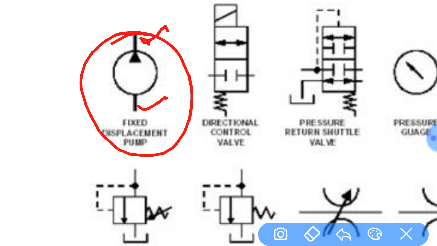And this triangle resembles the teeth of a gear pump, which is basically a fixed displacement pump. You have to remember this triangle. This triangle is the identification of a pump. If this triangle is in the opposite direction, then it becomes a hydraulic motor.